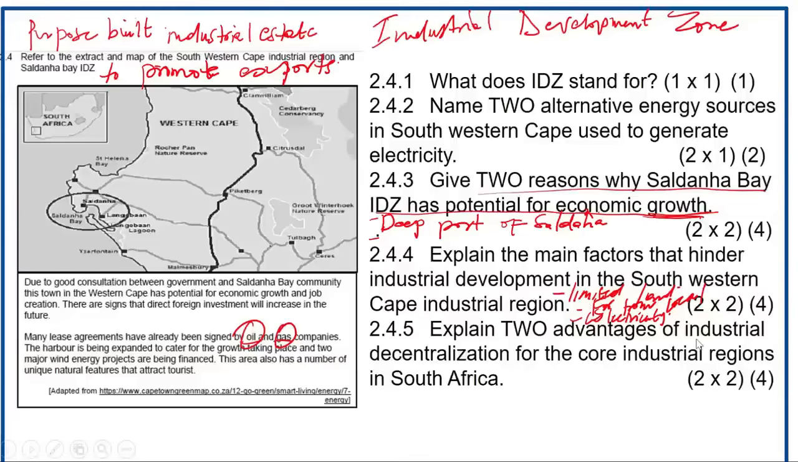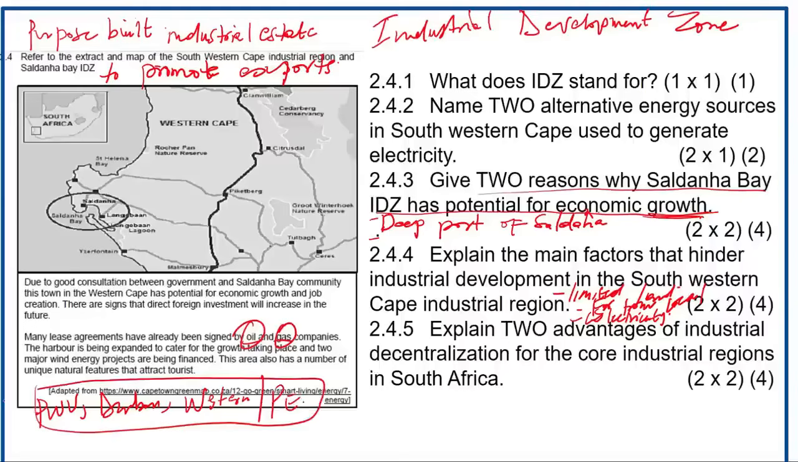Now, explain two advantages of industrial decentralization for the core industrial regions in South Africa. With the development of the IDZ, what did it mean now? It means the focus is no longer going to be in the core industrial region. Remember, your core industrial regions are the PWV, Durban Pinetown, Southwestern Cape, and Port Elizabeth Uitenhage.